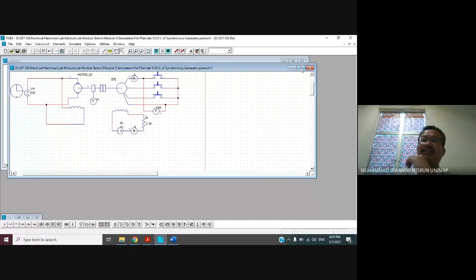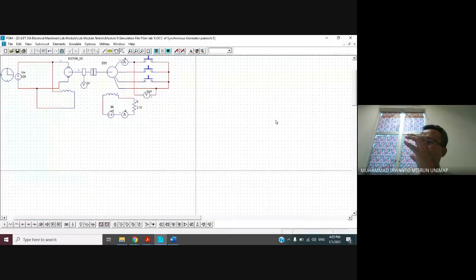And then in the open circuit test for the synchronous generator, meaning the output terminal of the synchronous generator is not connected to the load. Then operate this synchronous generator with the specific value of field voltage and current. From here, you can measure the phase voltage.